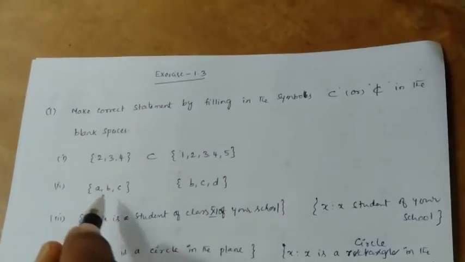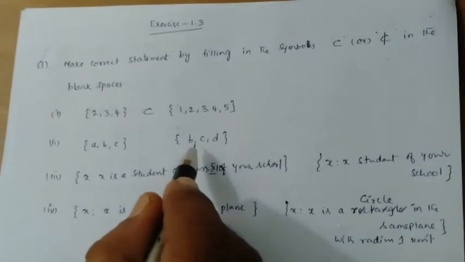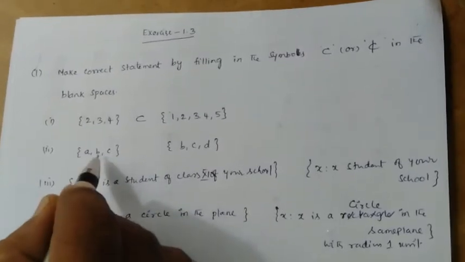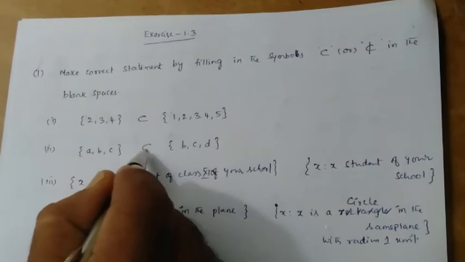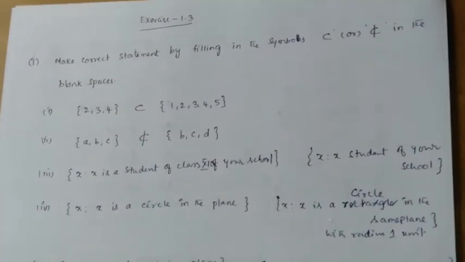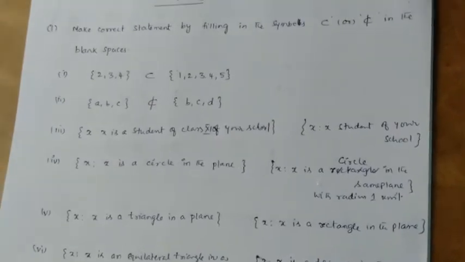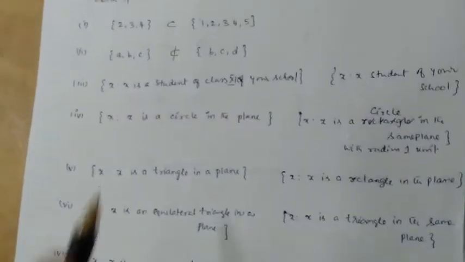Similarly, in the second problem, the set of elements A, B, C, and the right hand side set of elements B, C, D. A is not present in the right side, so this is not contained in B, C, D. That is the second answer. You just have to observe and put the symbol subset or not subset.